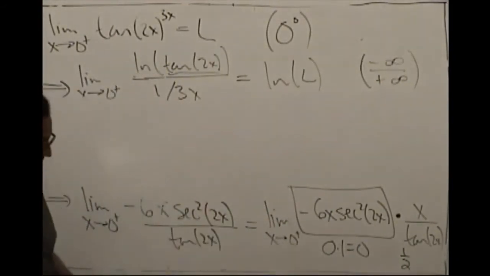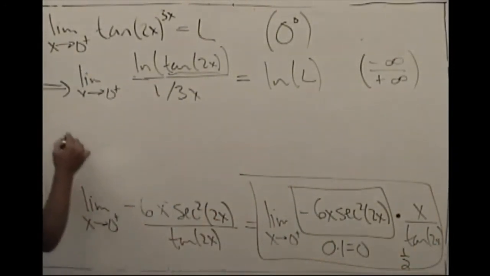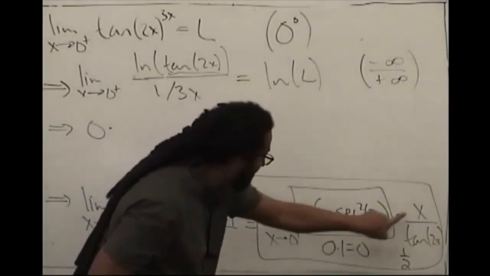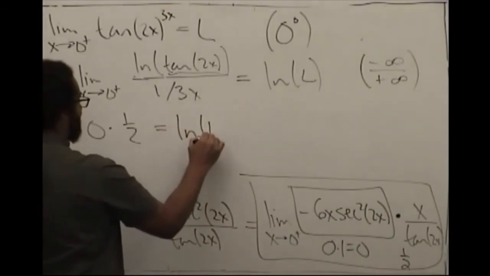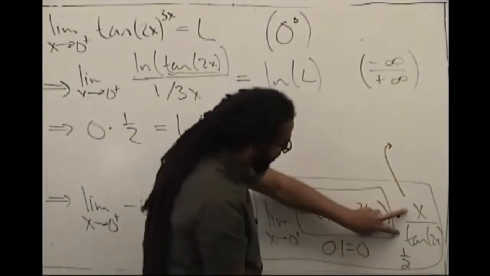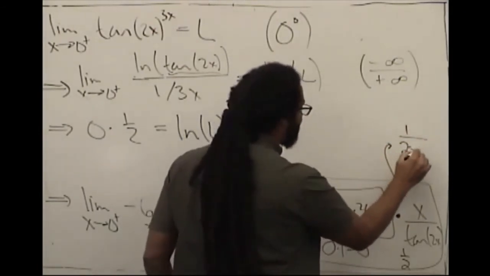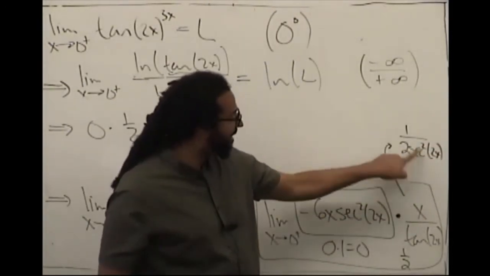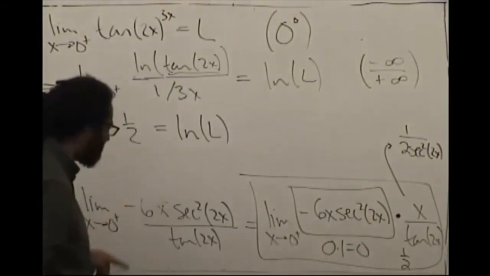So let me write that up here. This limit is just 0 times 1/2, and so we know that's equal to the natural log of L. By the way, what does L'Hopital's rule say for this thing? Well, it's 1/2 secant squared of 2x. And then if you plug 0 into this thing, you just get 1/2. So that's another way to see that this thing is equal to 1/2.